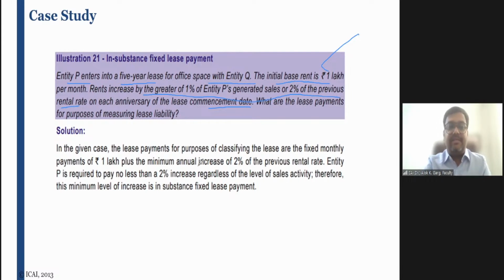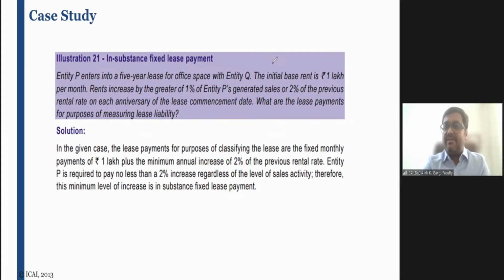So in the given case, the lease payments for the purpose of classifying the lease are the fixed monthly payment of 1 lakh rupees plus the minimum annual increase of 2% of the previous rent. Entity P is required to pay no less than a 2% increase regardless of the level of sales activity. Therefore, this minimum level of increase is an in substance fixed lease payment.